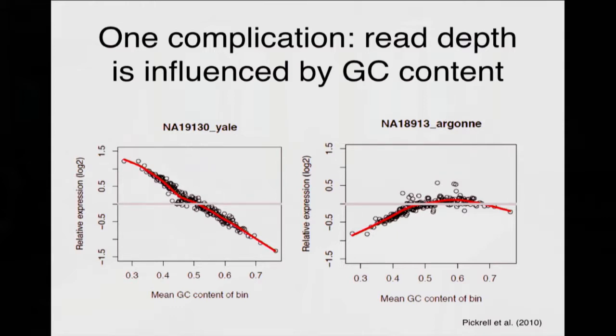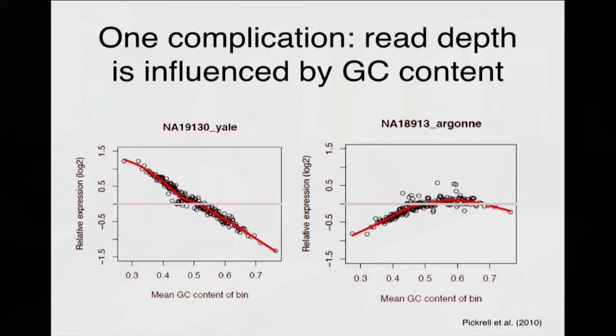Now you can take another individual that was sequenced at Argonne, in Chicago, and in this sequencing run, it really didn't like low GC content exons, kind of liked everything in the middle, and maybe it's unclear what was happening at the high end. Each individual sequencing run had a characteristic profile like this, which, if you were naively looking for gene expression differences between this individual and that individual, you'd find all low GC content things, and that would be completely artifactual.